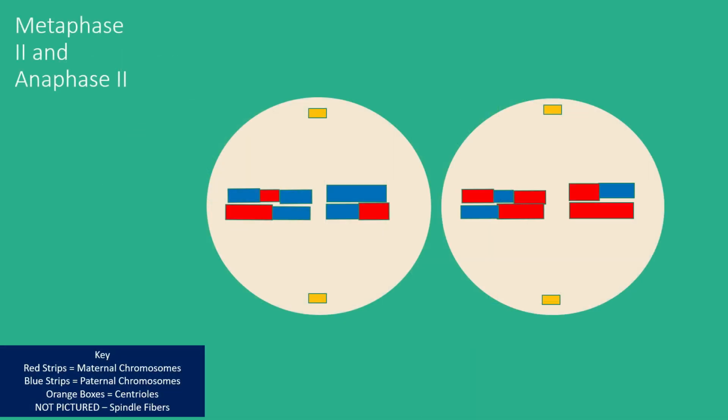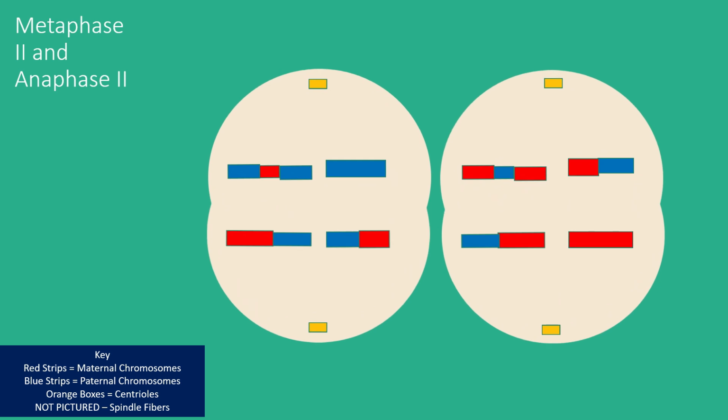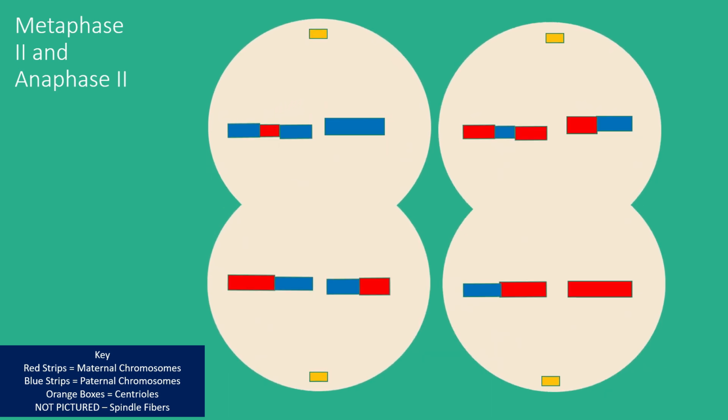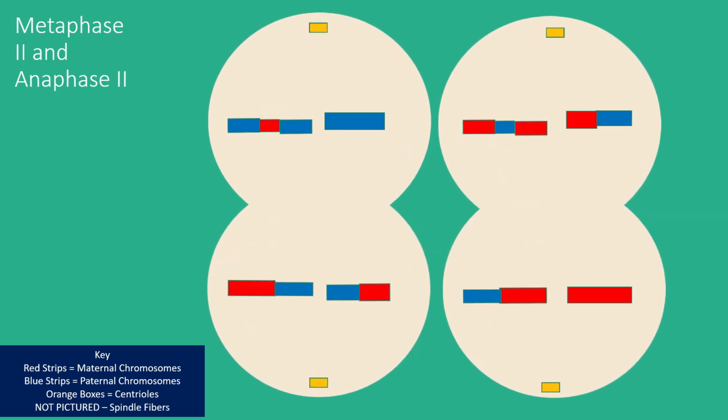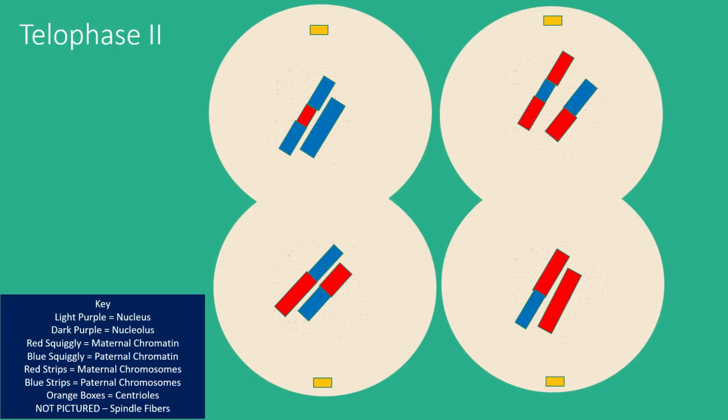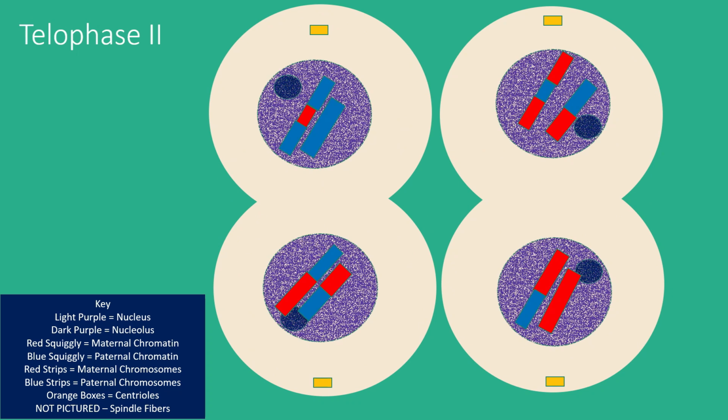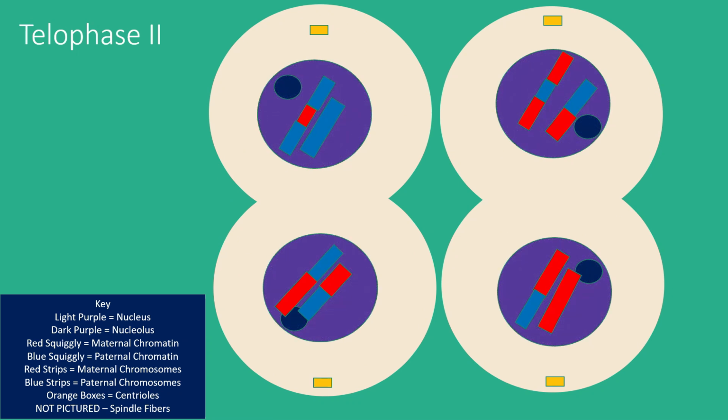In metaphase II, the replicated chromosomes line up at the metaphase plate. In anaphase II, sister chromatids separate. The resulting daughter chromosomes begin moving to opposite sides of the cell. In telophase II, chromosomes arrive at opposite sides of the cell. A nuclear envelope forms around each haploid set of chromosomes, and each cell gets ready to undergo cytokinesis.